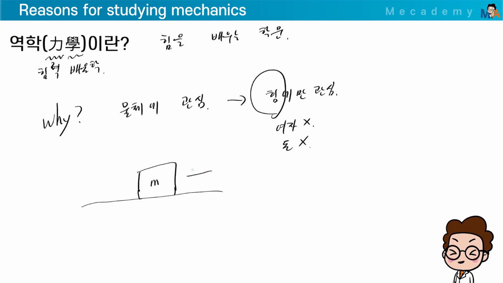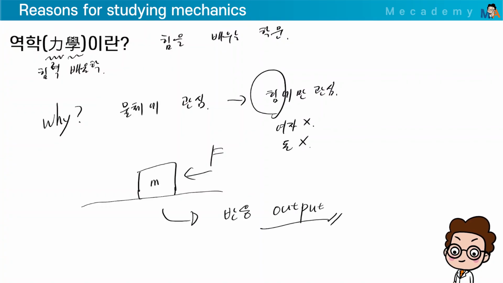You apply force like this, F. Then it reacts. An output comes out, reaction. Only when you apply force does an output come out. No matter what you place in front of it, it doesn't react. That's why psychology is difficult for people.